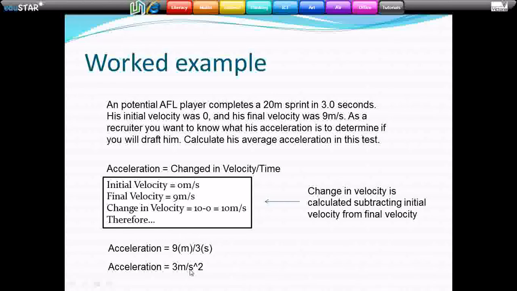So for the 3 seconds of that test, that person was accelerating. Each second they were accelerating by a further 3 meters per second on average. So that is how we calculate acceleration.